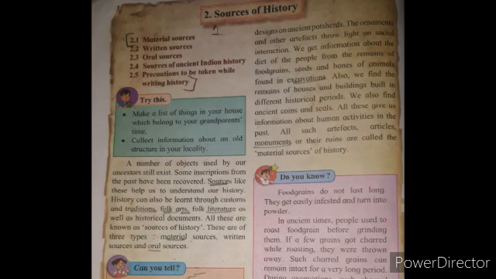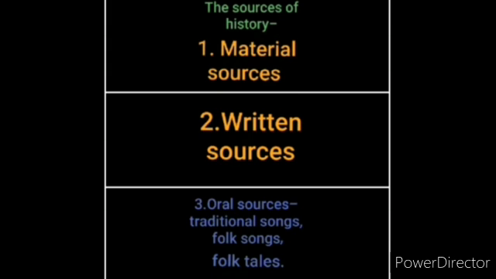A number of objects used by our ancestors still exist. Ancestors means ancient peoples. Some inscriptions from the past have been recovered. These sources help us to understand history. The customs and traditions, folk art and folk literature, and historical documents help us to understand history. All these are known as sources of history. These are material sources, written sources and oral sources.